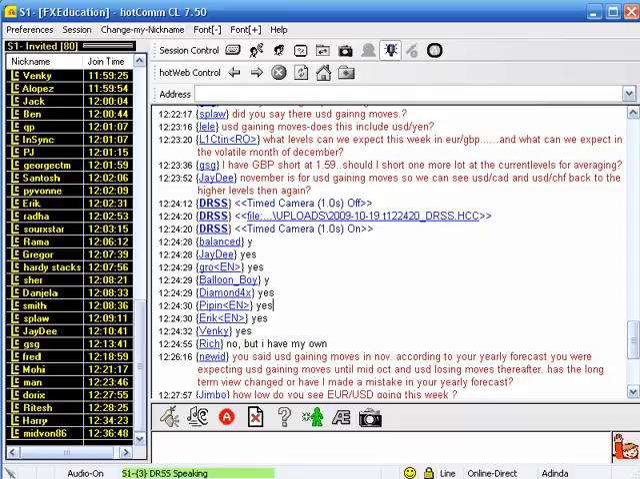There are some personal questions. I have GBP short at 1.59. So that has created the sentiment. That is why you sold it at the lowest level, 1.59. So you have to wait or average the trade.